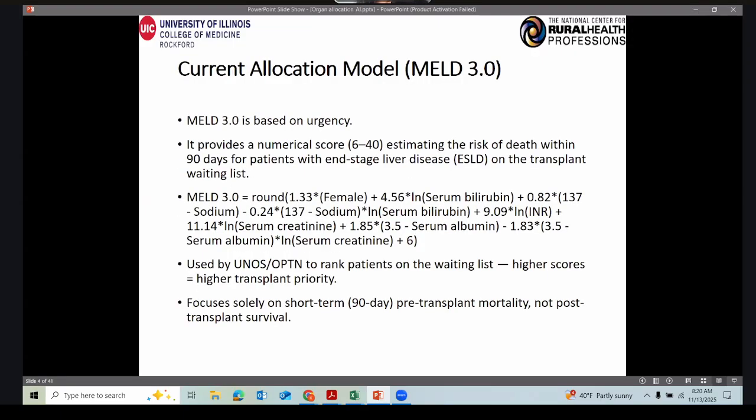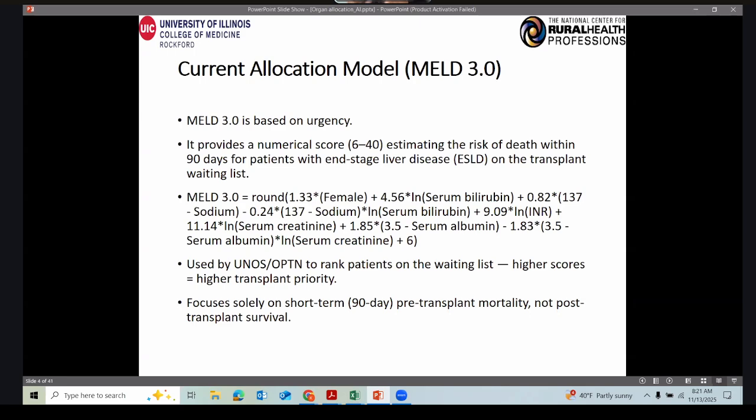Now, let's talk about the current organ allocation method, which is based on what we call the MELD 3.0 score. MELD stands for Model for End-Stage Liver Disease, and 3.0 is the version number. That is the latest update used to prioritize the patients on the liver transplant waiting list.